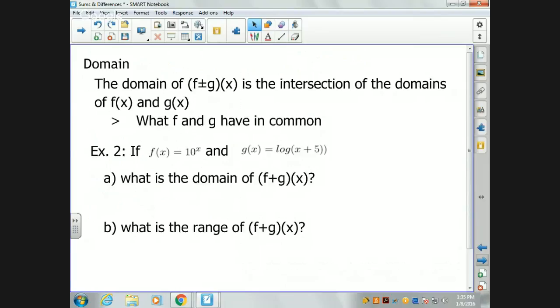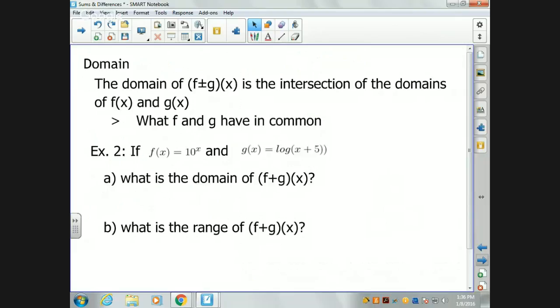So the domain of f plus g at x or f minus g at x is the intersection of the domains of f and g. Those of you that took data management, that intersection, when we talk about sets, is this little symbol here, as you might remember it, upside down U. Did you take data management? Yeah.